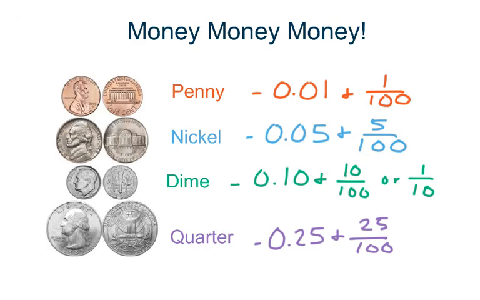Our nickel is worth 5/100ths of a dollar. So there are the two different ways we would write the value for our nickel. And then a dime is worth 10/100ths of a dollar. And notice there are three different ways that we can write a dime. We have 10/100ths in a decimal. We could also write it as 1/10.